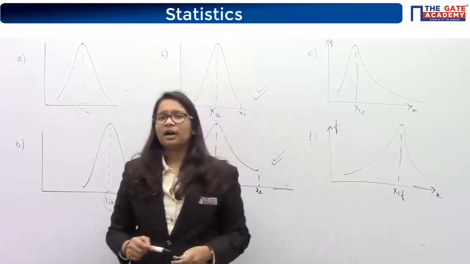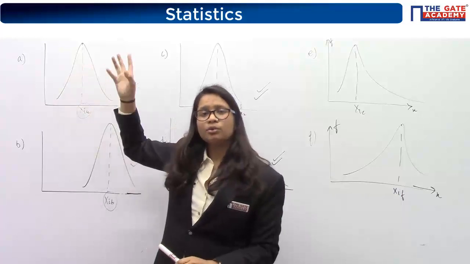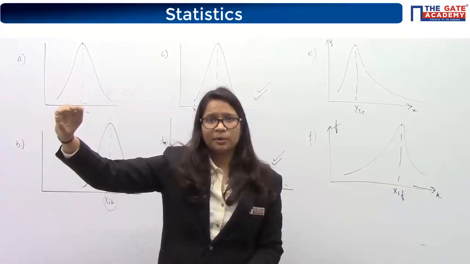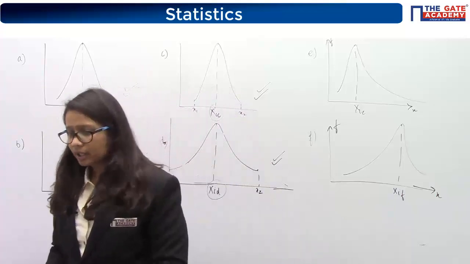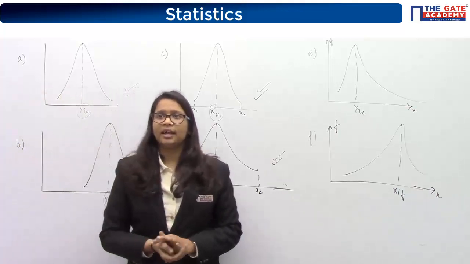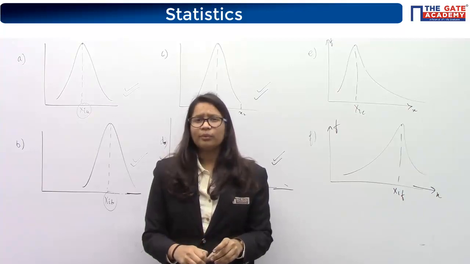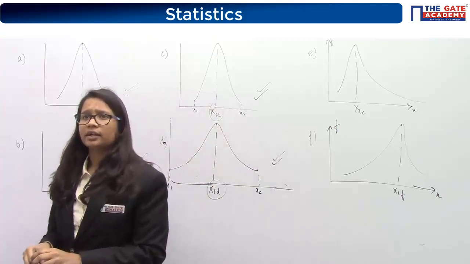So if you want to define a particular graph, you need all three things: measures of central tendency, measures of dispersion, and measure of skewness. So this is about the characteristics of frequency distribution. We will write about them in the next class. It's not very difficult to understand, just basic quantities that we need to understand.